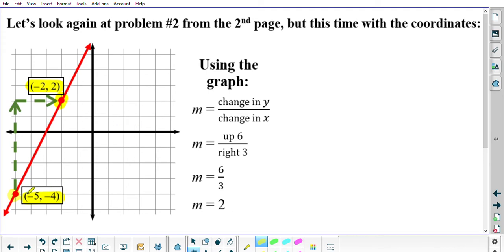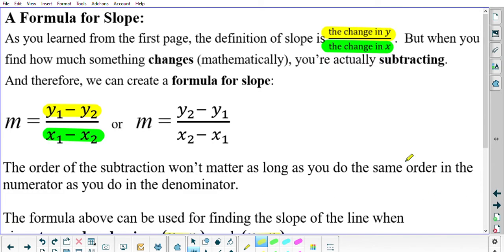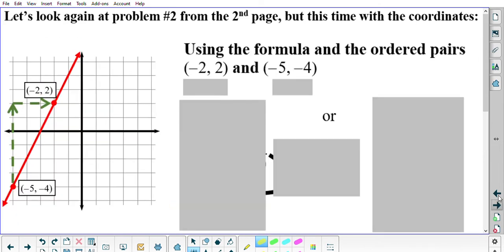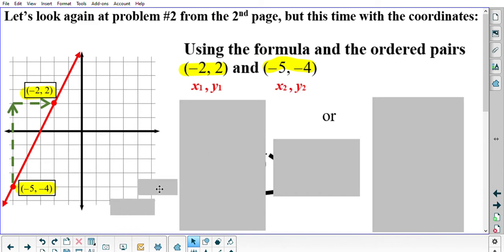And so remember how we originally just counted spaces and we went up 6 and then right 3, and then we figured out that this would reduce to a slope being the whole number of 2. But we can use the formulas that I just showed you. And we can now use the ordered pairs that I gave you on the graphs. And instead of counting spaces and needing a graph to do this, I can just realize the first ordered pair is the x1, y1. The second ordered pair is the x2, y2.